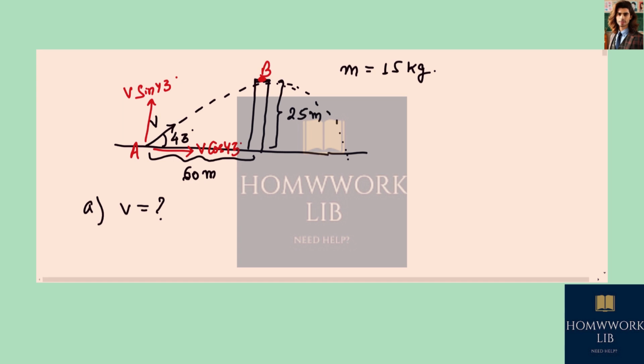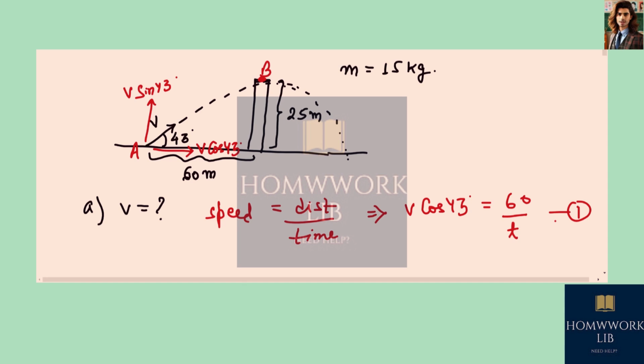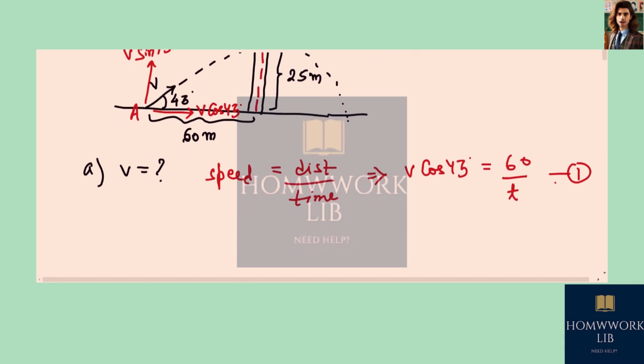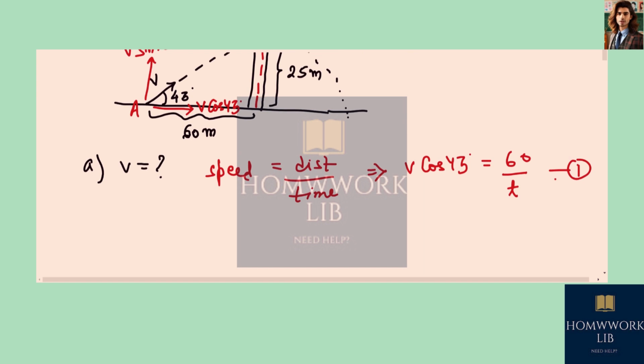So the time taken to reach the point B can be computed using speed is equal to distance over time, because there is no acceleration as such. So speed here is v cos 43, and this is equal to the distance, 60, over the time, and the time here is, let's say, t. So this is a simple equation we have over here, equation 1, and it can be observed that this is the vertical displacement that this shell which is fired from the cannon has to definitely cover.